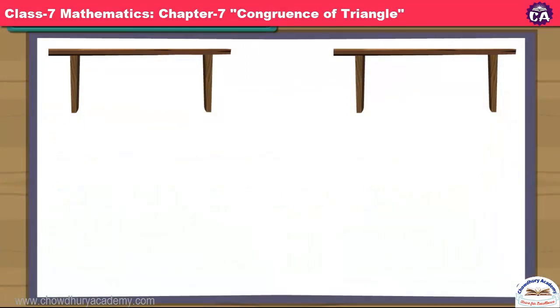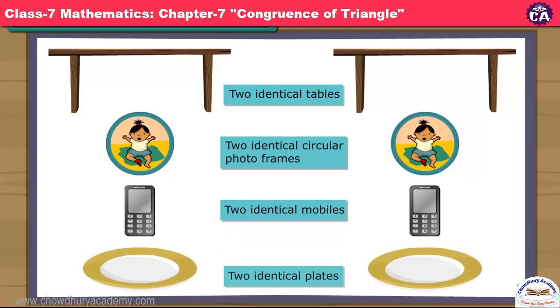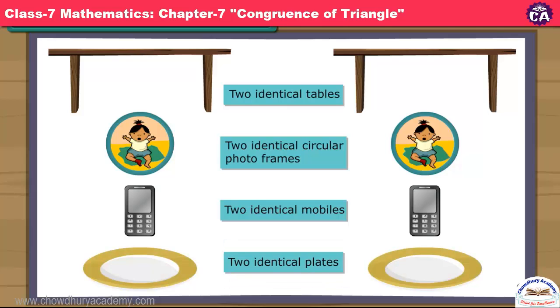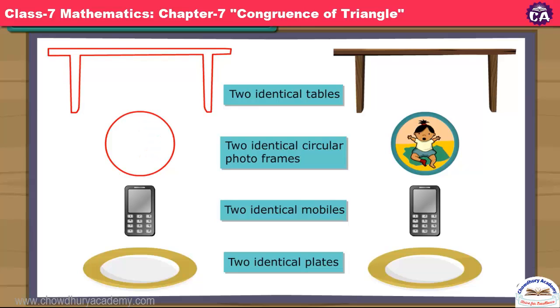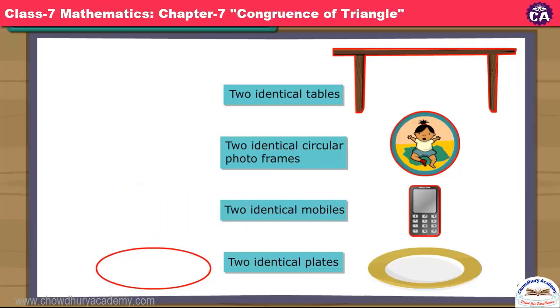Look at these objects. What strikes you about them? Yes, you are right. They are identical. Let us look at some more identical objects. We will now perform an activity with these objects. First, we draw their outlines and then remove the objects. Next, we slide the outlines of each pair of identical objects one over the other.